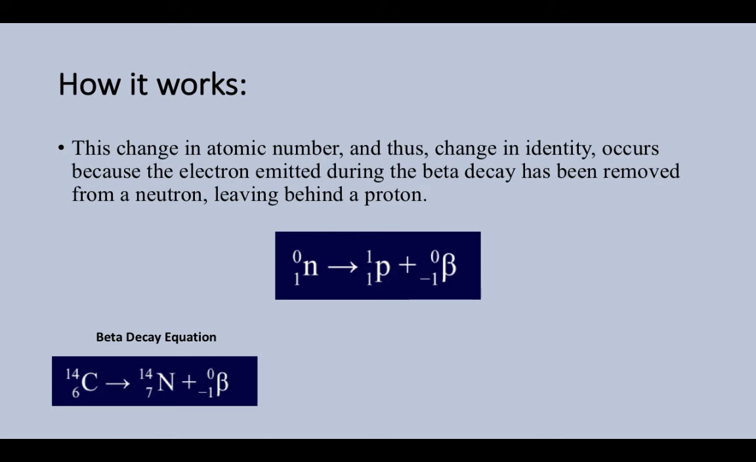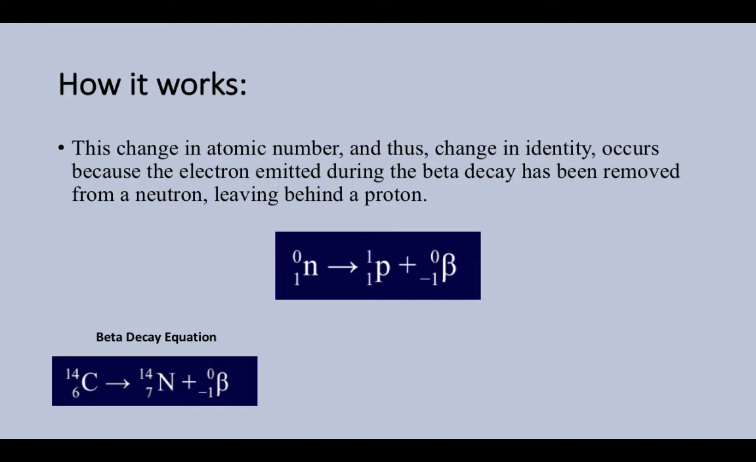So let me explain how that works, because this is a little complicated. This change in atomic number occurs because a neutron in the nucleus turns into a proton and an electron, and then the electron gets ejected from the nucleus, leaving behind a proton. So the neutron turns into a proton and ejects an electron.